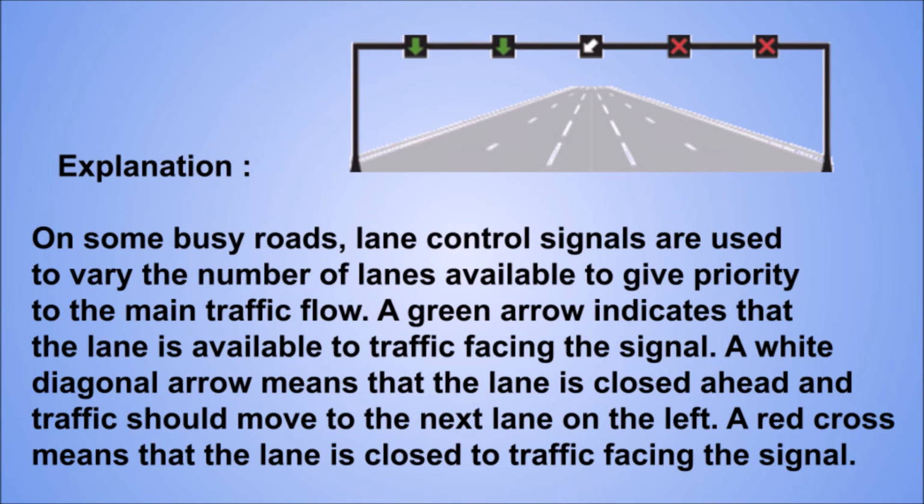Explanation: on some busy roads, lane control signals are used to vary the number of lanes available to give priority to the main traffic flow. A green arrow indicates that the lane is available to traffic facing the signal. A white diagonal arrow means that the lane is closed ahead and traffic should move to the next lane on the left. A red cross means that the lane is closed to traffic facing the signal.